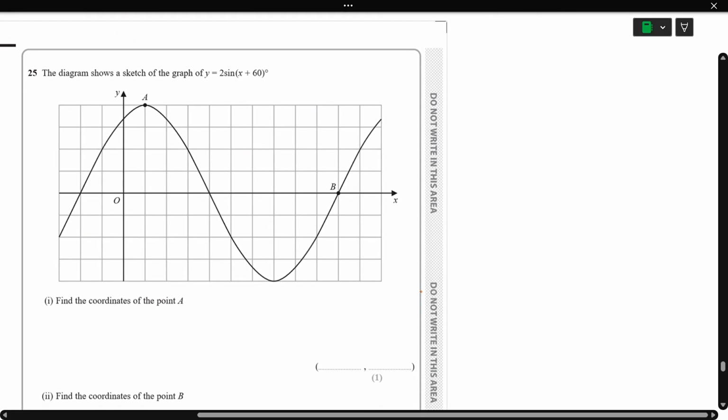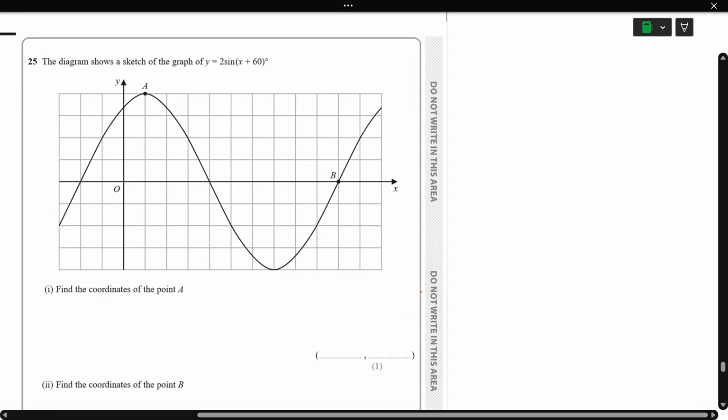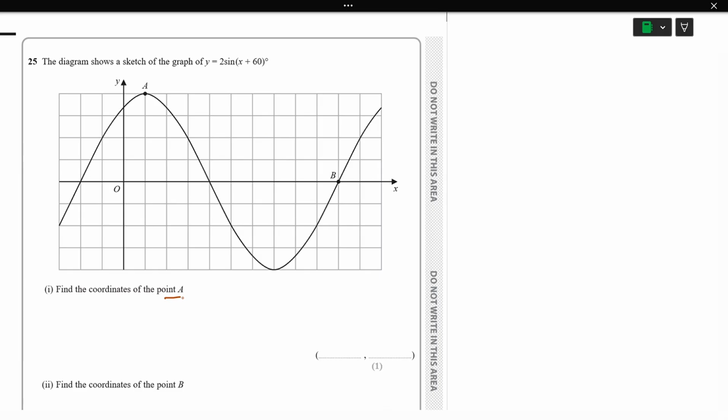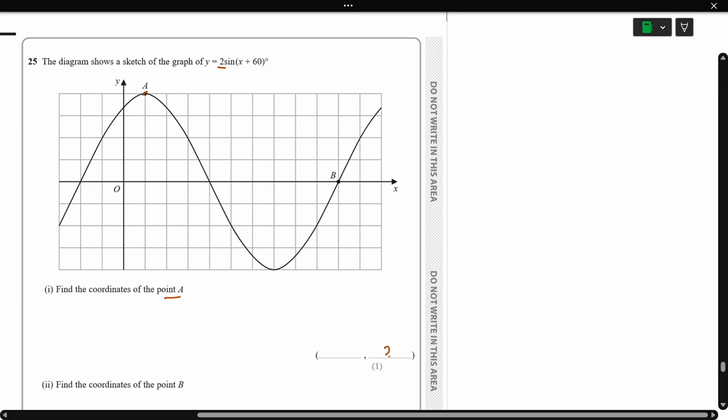Okay, the 25th question. The diagram shows a sketch of the graph y equals 2 sin of (x plus 60 degrees). First, to find the point A. A is going to be here. A is the altitude, which is already given, so the maximum point is going to be 2. That is y equals 2 here, the first maximum point. Then next, when sin becomes 1, the maximum, sin 90 is the maximum, so here we put the 60 already, so 30 is going to be here.